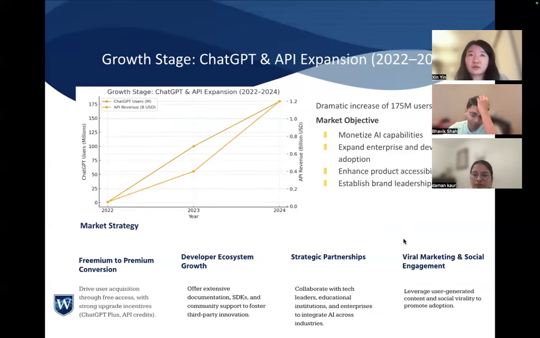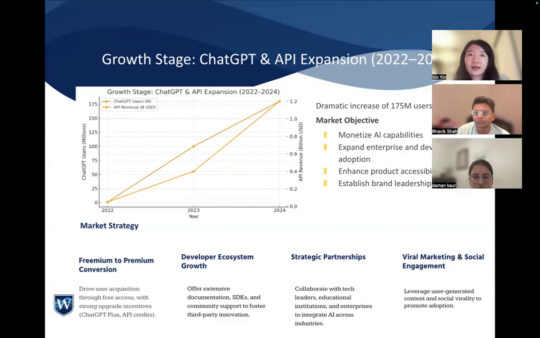Between 2022 and 2024, OpenAI entered the growth stage. It includes global expansion of ChatGPT and API. The graph shows two key dimensions of this growth: a dramatic increase in ChatGPT users and a parallel surge in API revenue. In 2022, ChatGPT launched with only a small user base, but its freemium model and adoption strategy resulted in rapid scaling. By 2023, it reached over 100 million users.